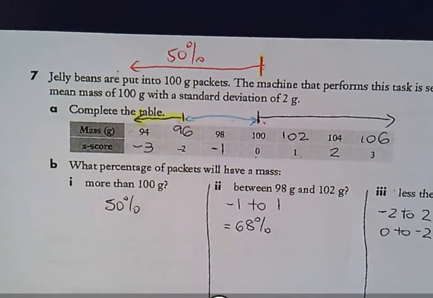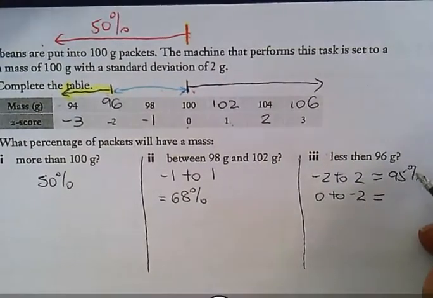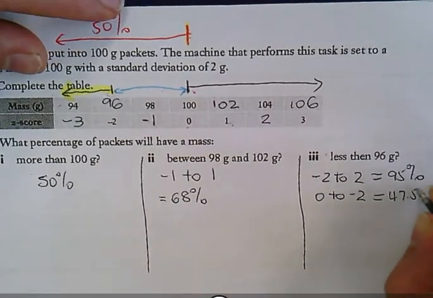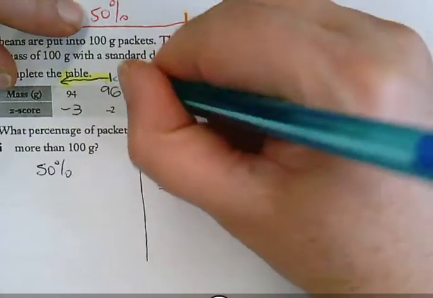I don't have numbers for -2 to 0. I have numbers for -2 to 2 is 95%. So half of that is 47.5. So this bit in blue is 47.5%.